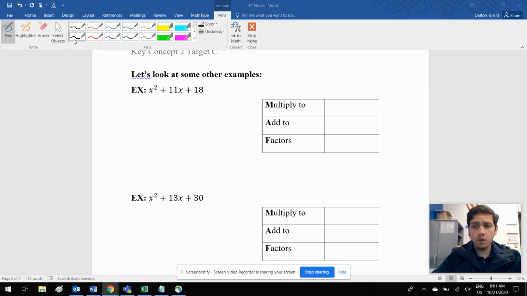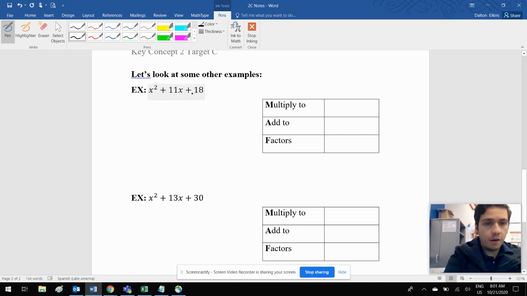I am just going to go over some examples of factoring just so we can get some more practice in, and maybe you can benefit a little bit from watching me solve these problems a little bit more. So here are some more examples where we have x squared plus 11x plus 18.